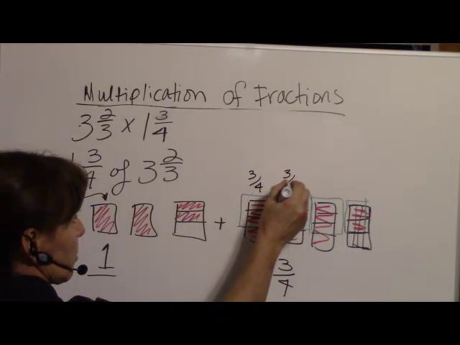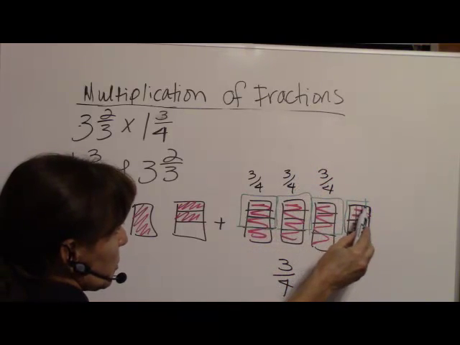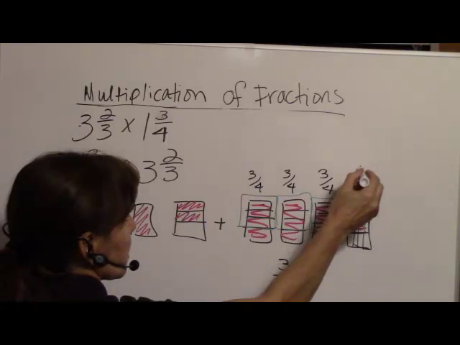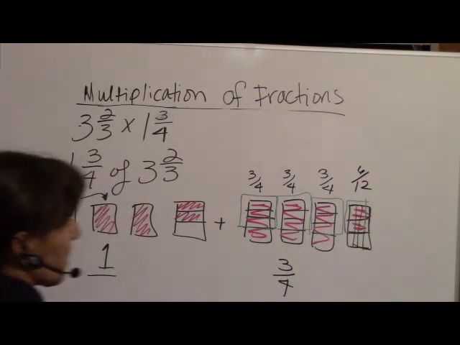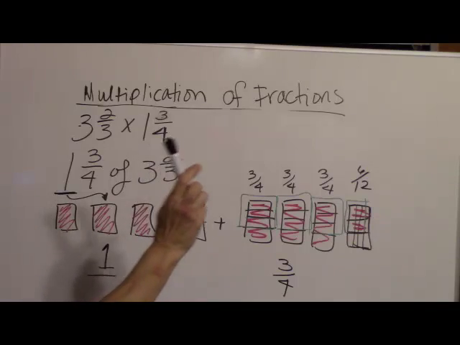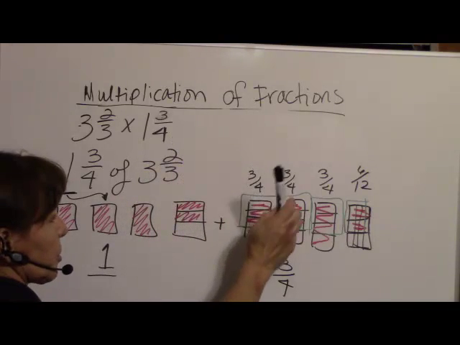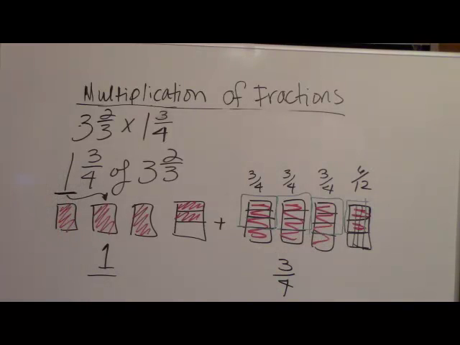Out of this hole, I took 3/4. I boxed 1, 2, 3, 4, 5, 6 of these, and out of all of these are 12s. So what I have is one whole set of 3 2/3, and I've added it to a set of 3/4 plus 3/4 plus 3/4 plus 6/12, which is 3/4 of 3 2/3. So the $1,000,000 question is, how much is that?